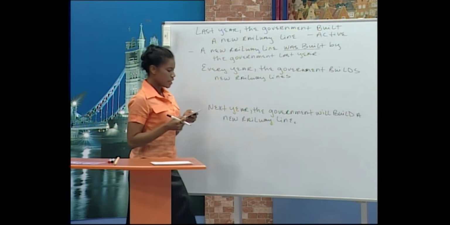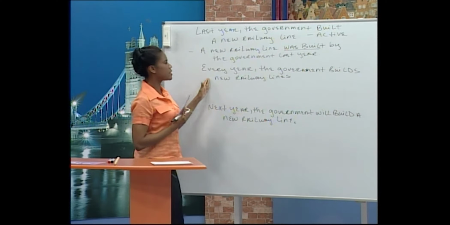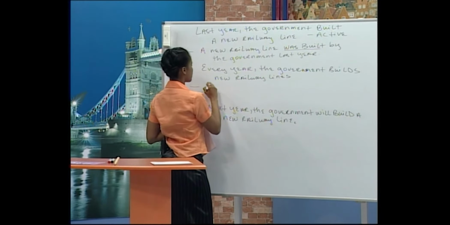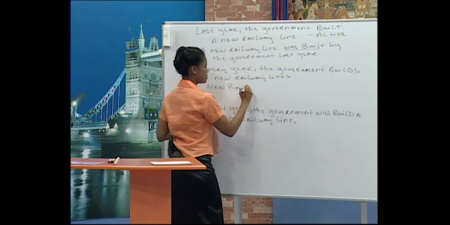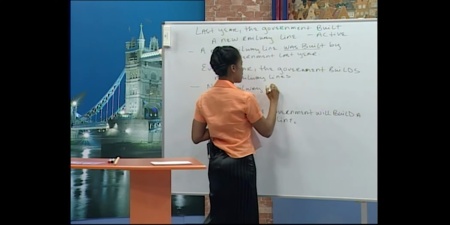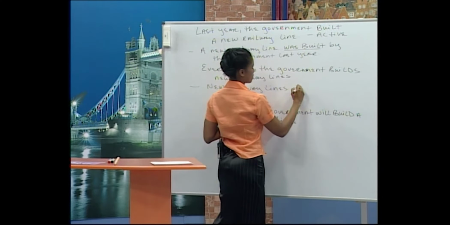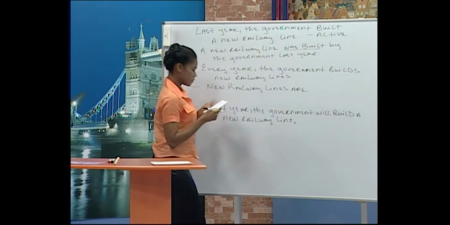All right. And what is the object of our sentence? New railway lines are. Okay, so we need to start with the object to make the passive sentence. New railway lines are. Do we need a past participle? Yes, because we are making a passive sentence. Okay, so new railway lines are built by the government every year.